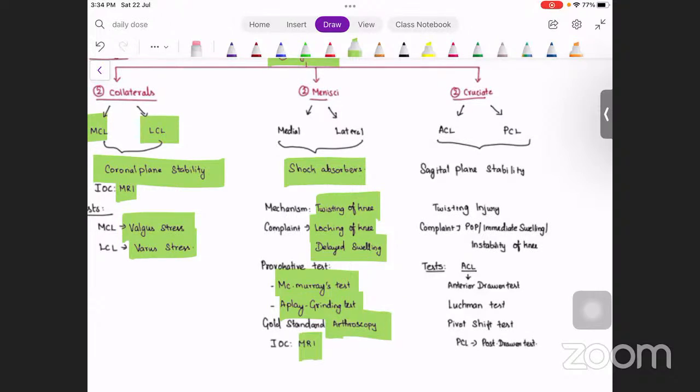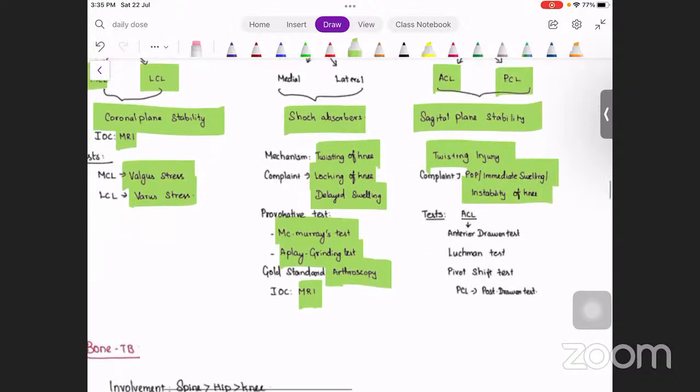And two cruciate ligaments, we have ACL and PCL, where you may see sagittal plane instability and a twisting injury. The complaint is a pop, or immediate swelling, or instability of the knee. The tests for ACL are the anterior drawer, Lachman test, and pivot shift test, and for PCL, the posterior drawer test. We studied that in the anatomy itself.